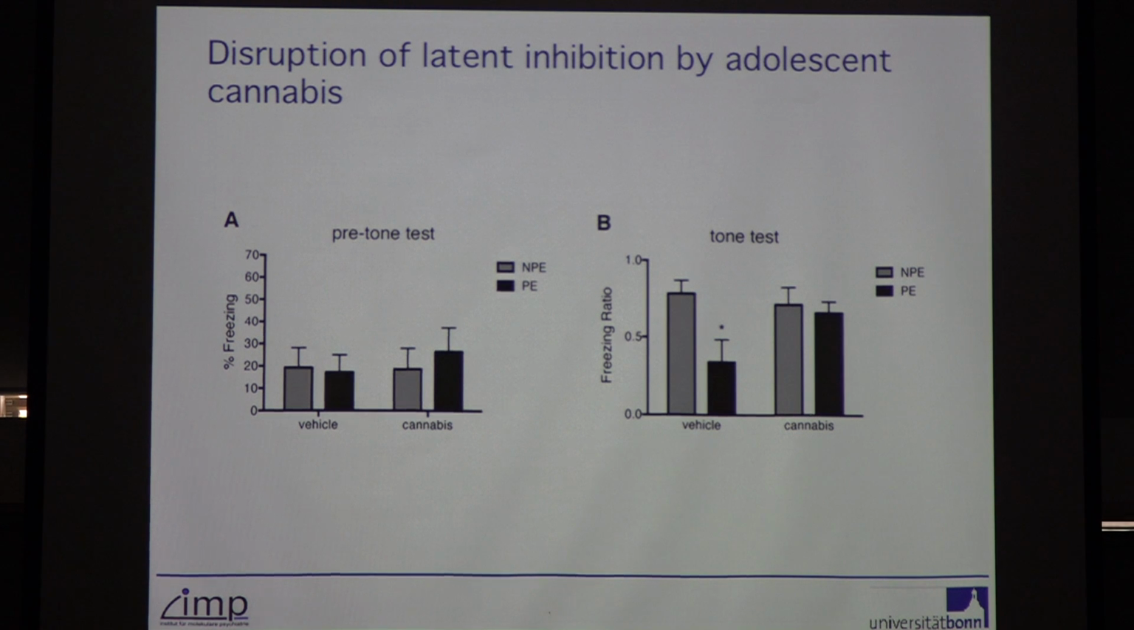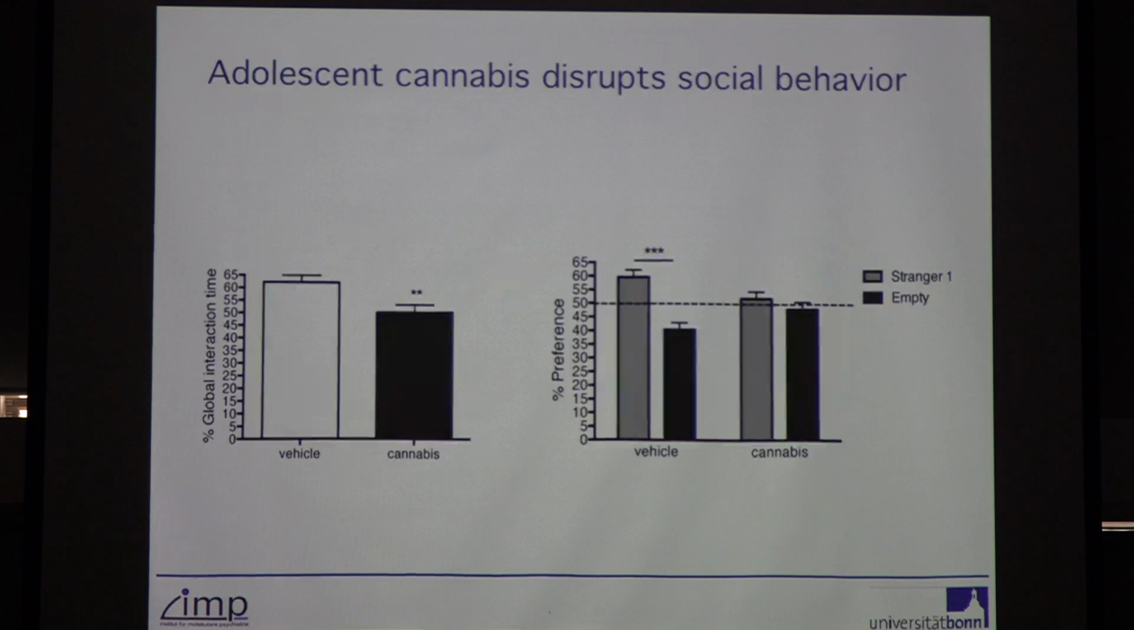The animals have learned to disregard the tone, and the conditioned response is made less efficiently. If you look at the cannabis treated animals, we can very clearly see there's no latent inhibition. The freezing response is not different in the pre-exposed animals and the non-pre-exposed animals. So here the filtering system that is so important to learn to eliminate non-critical noises is disrupted by adolescent exposure to cannabis. And this is a filtering system that's also disrupted in schizophrenia patients.